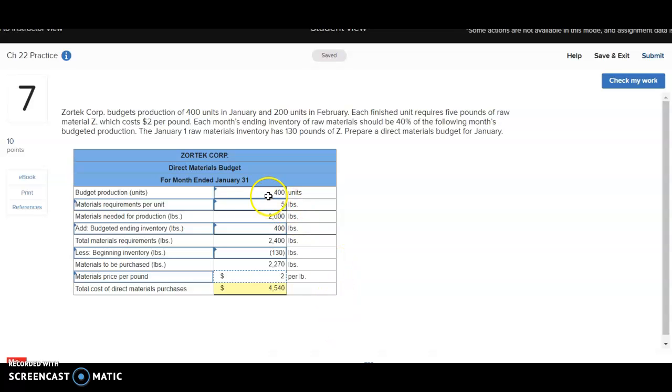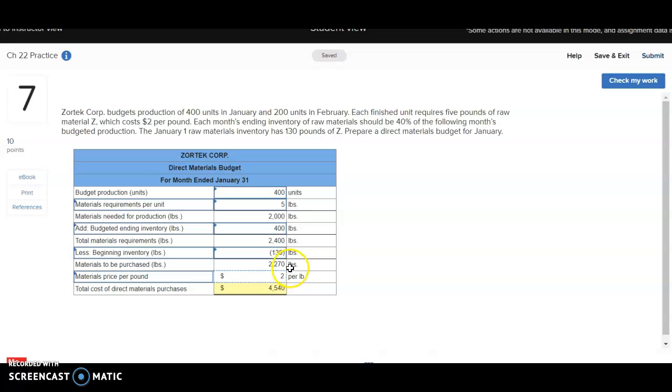So again, we started with the 400 units that they told us up here were the units for January. It told us that it requires 5 pounds of raw material for each unit. We need that. If we multiply 400 times 5, we get 2,000 pounds. We had a goal of 400 pounds in ending inventory, so we add that to what we needed, plus what we had, we have 2,400. We subtract out the 130 that they had for January 1.